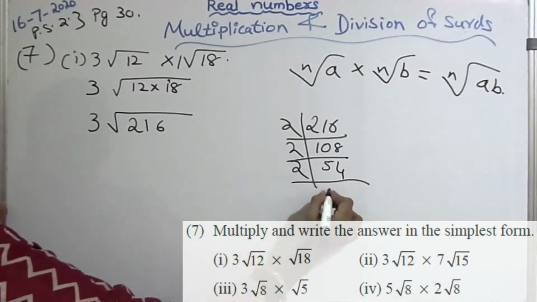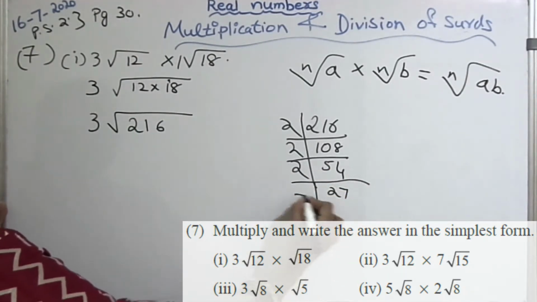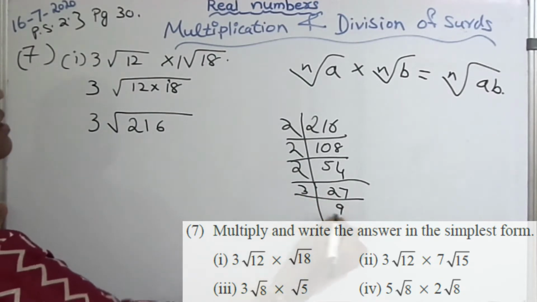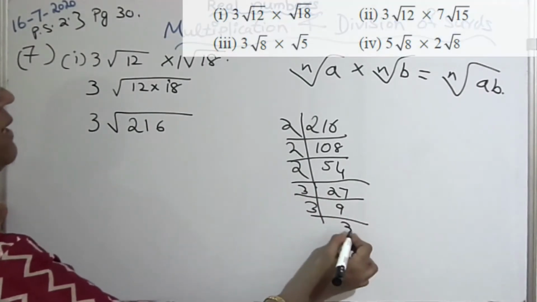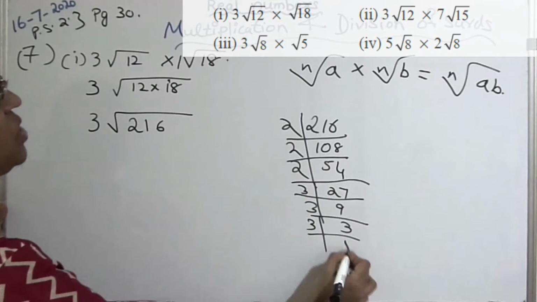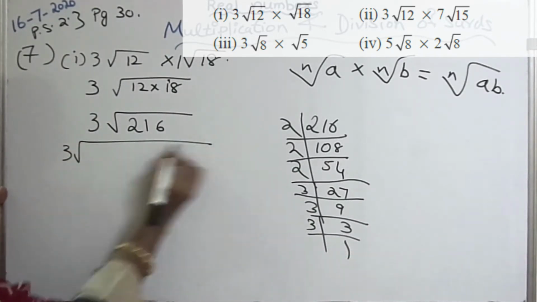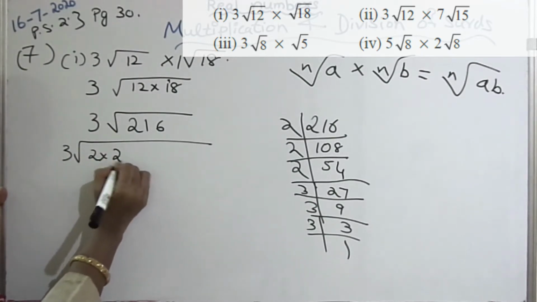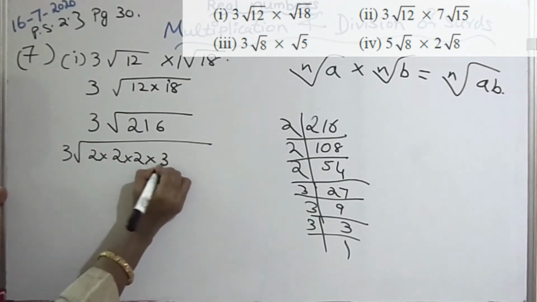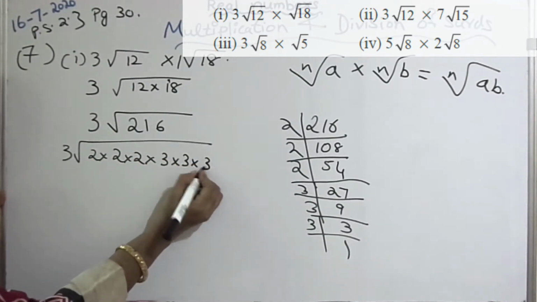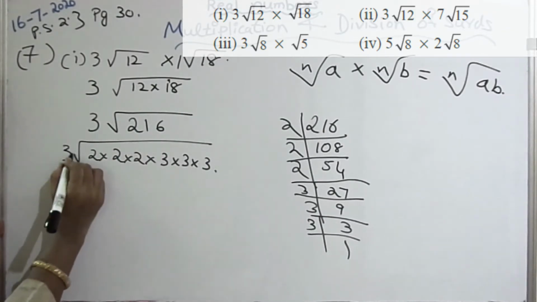2 goes in 54, 27 times. Now in 27, 3 goes. Again 3 goes in 9 and 3 goes in this. So how many 2s? 3 2s and 3 3s. 2 into 2 into 2 into 3 into 3 into 3. Okay. So now the order is 2.